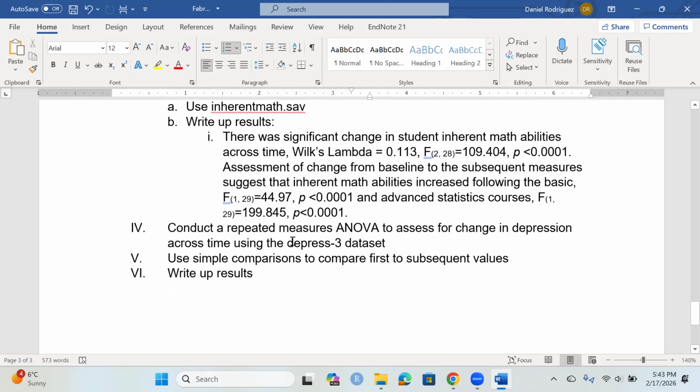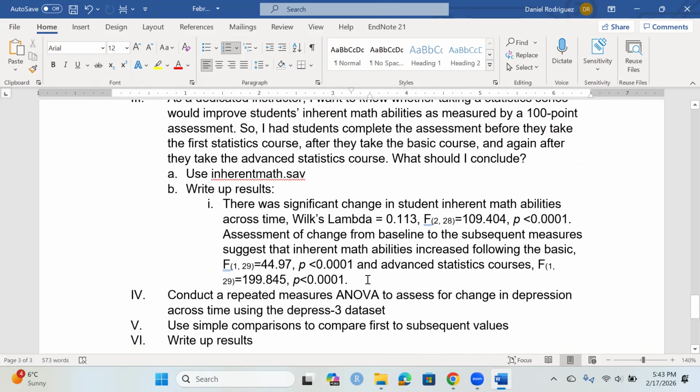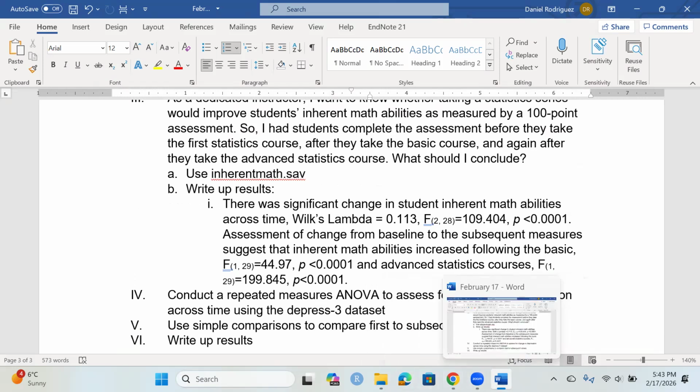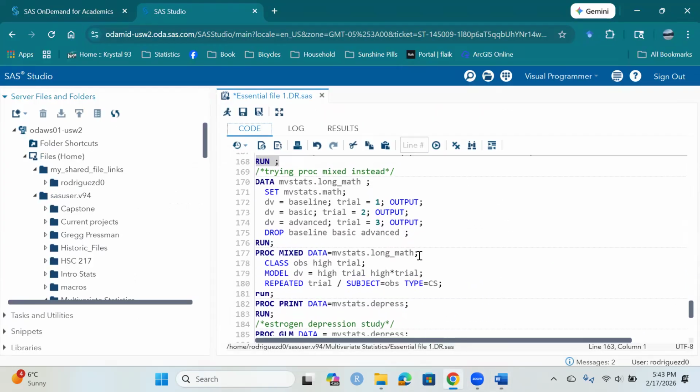Okay, let's do the same now using the PROC MIXED instead. So PROC MIXED. This is a completely different way of doing the same analysis.